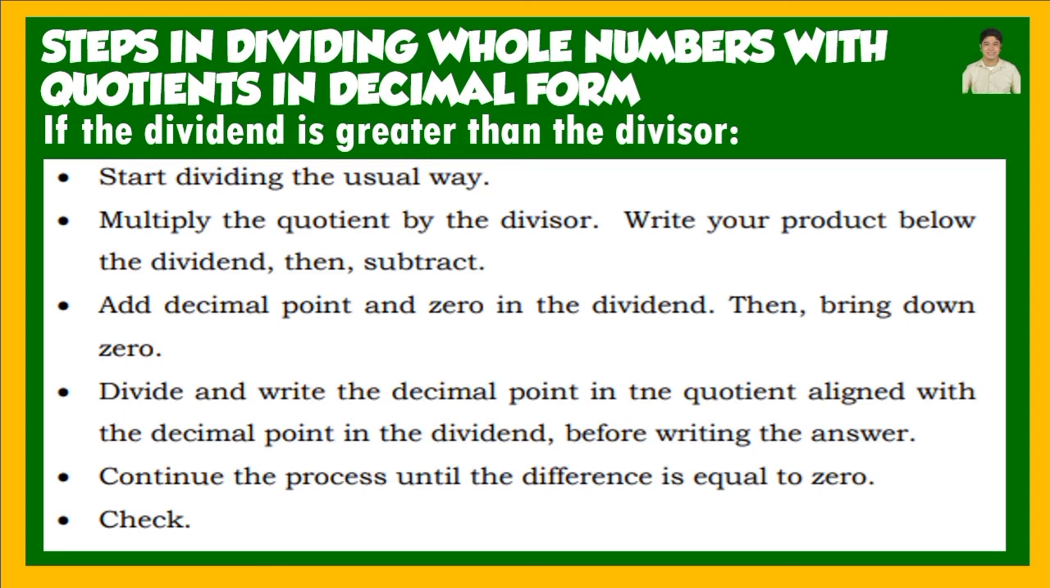Kasi nga, mas mataas yung value niya. Next, multiply the quotient by the divisor. Write your product below the dividend, then subtract. Next, add decimal point and 0 in the dividend, then bring down 0. So, kapag na-divide na natin yung first digit dun sa divisor, dun tayo mag-a-add ng decimal point tsaka 0 dahil mas maliit na po kasi nun ang value na makukuha natin.